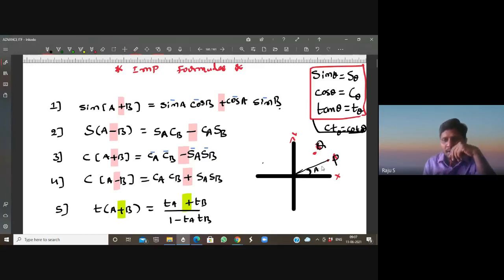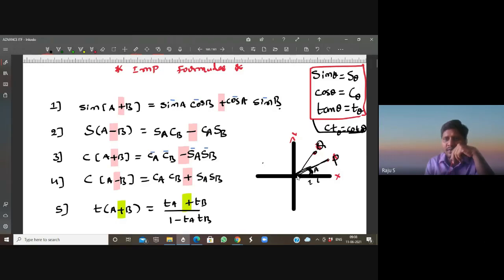So I'm taking P, Q, or any two points in the plane. See here, OX I'm taking as the initial line, and OP is the terminal line. This terminal line can make an angle with the initial line, the initial ray. So I'm taking that angle as A.